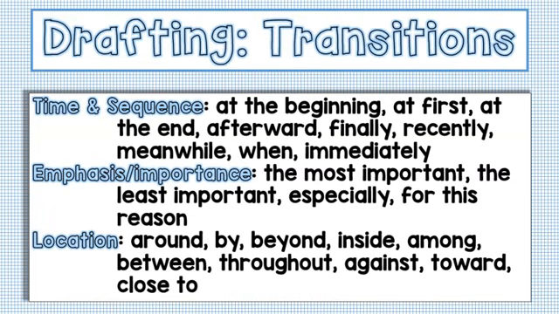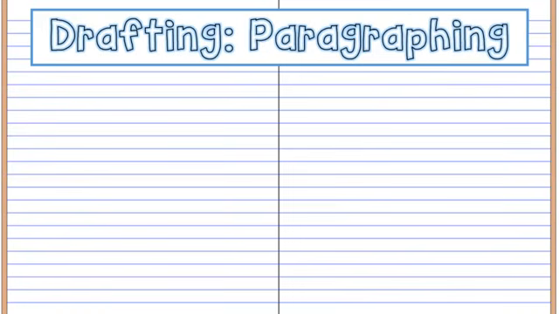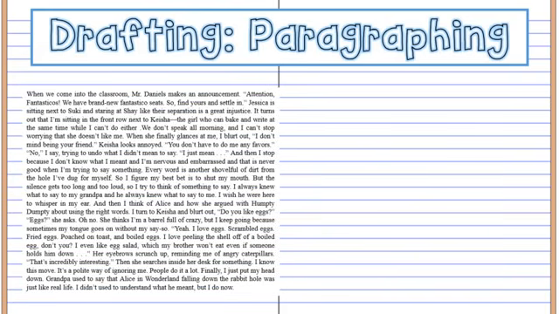toward, or close to. These are just a few of the many transitions you can use to connect ideas in your writing. It's a good idea to keep a list of transition words and phrases with you as you write out your rough draft. In addition to using transition words to connect your ideas, it's also important to think about paragraphing as you write your draft. Take a look at this excerpt from the novel Fish in a Tree.